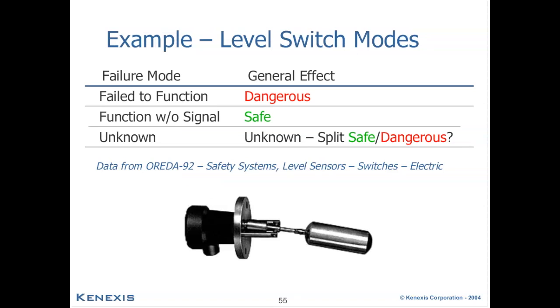Here we have the example of a level switch, which has several failure modes. We note, however, that the failure to function is dangerous, but the availability of the level switch to function without a signal is safe. And several unknown failures will be associated with the level switch too. When this occurs, it is typically considered conservative to split the expected failures that may occur as a result of being unknown.